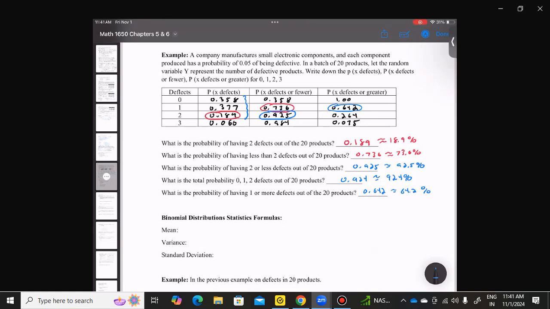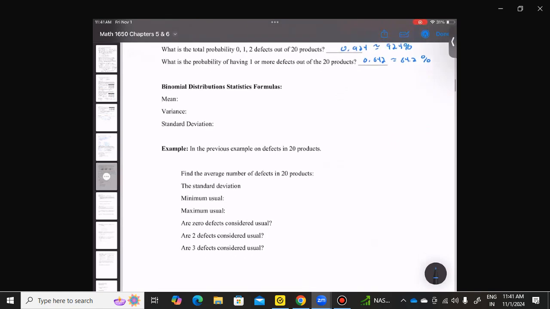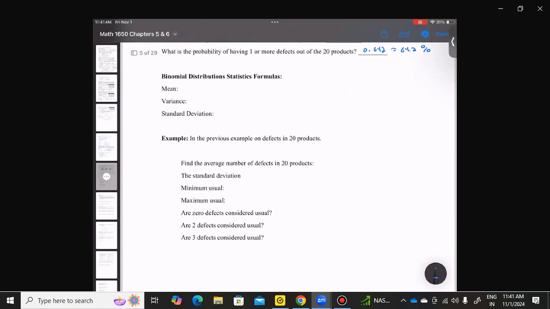All right, so everything we deal with, we always go back to mean, variance, and standard deviation. Now, this has actually the easiest mean and standard deviations to calculate, and variance. Right, the mean is n times p, your sample size times your probability of success.